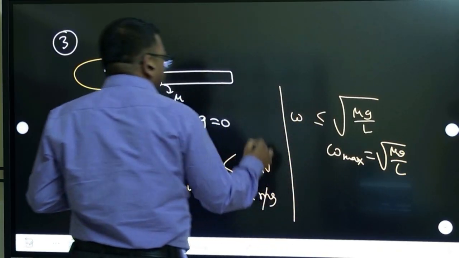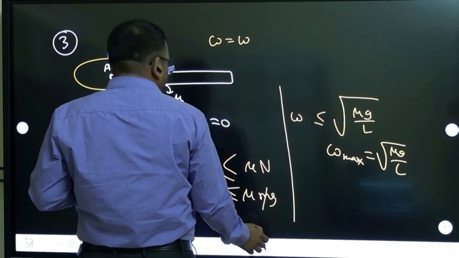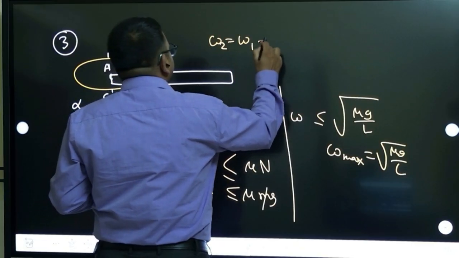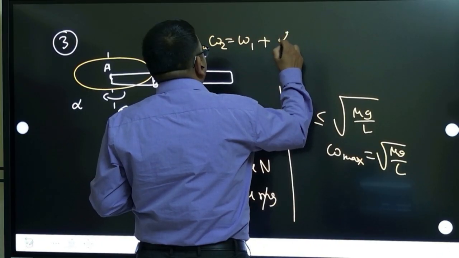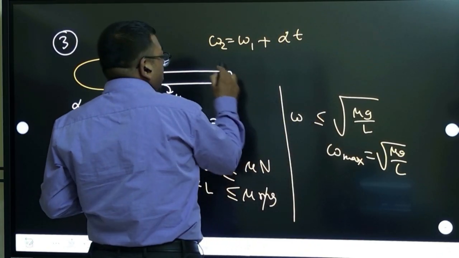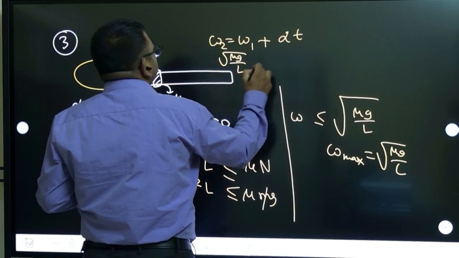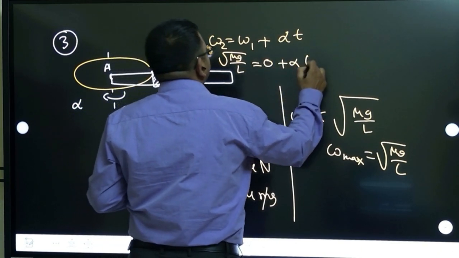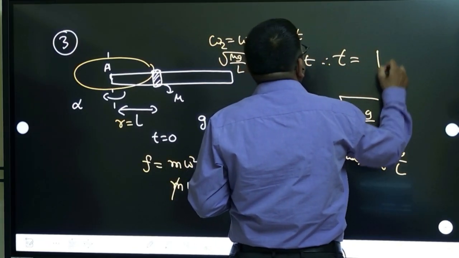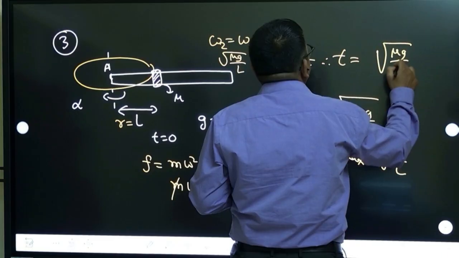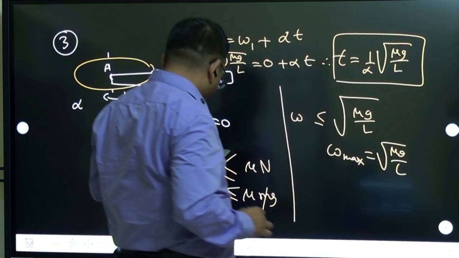And it is a constant acceleration. You remember the acceleration formula: omega 2 equals omega 1 plus alpha into t. Omega final becomes maximum, so root under mu g by L. Initial was 0 plus alpha t, so we got the answer. Time when it will start sliding is root under mu g by L, and alpha is outside. This is the answer: time when sliding starts.